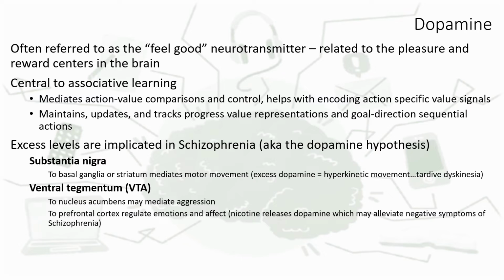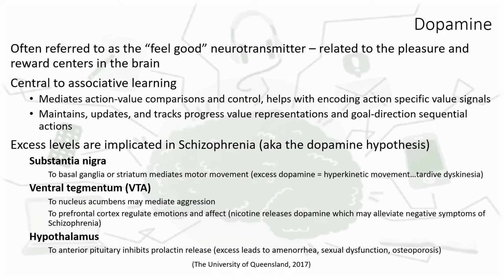And one thing, if you talk to people that work with people that have severe persistent mental health issues like schizophrenia, the vast majority of them smoke cigarettes. And this is kind of one of the reasons why. In the hypothalamus, fibers from the hypothalamus to the anterior pituitary inhibit prolactin release, and this can lead to excessive amounts, leading to amenorrhea, sexual dysfunction, and osteoporosis. Again, something that may also be found in people that have a diagnosis of schizophrenia.